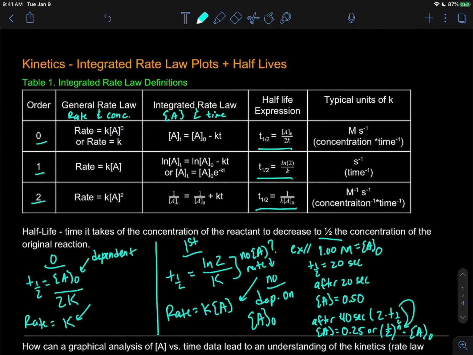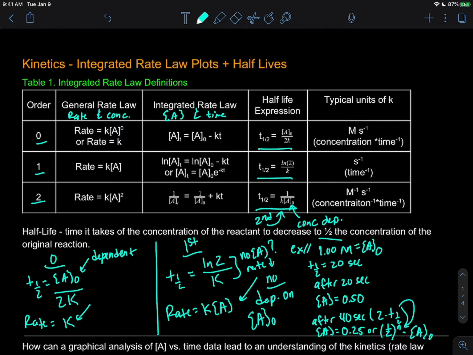And then finally, if we're looking at our second order reaction, we notice again that we are dependent on the original concentration. Whatever concentration we start with is going to affect how long it takes to go from a concentration of 1 down to 0.5, if we're looking at that as our original concentration.